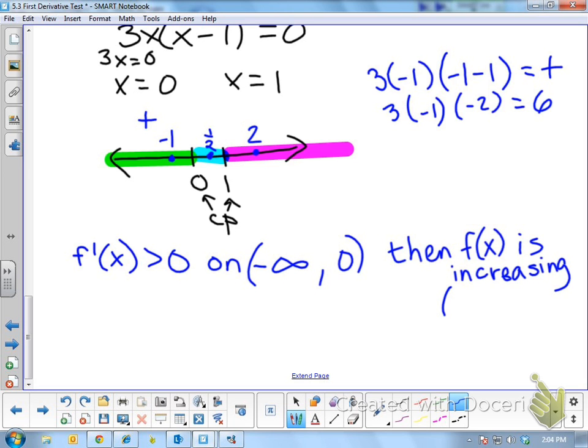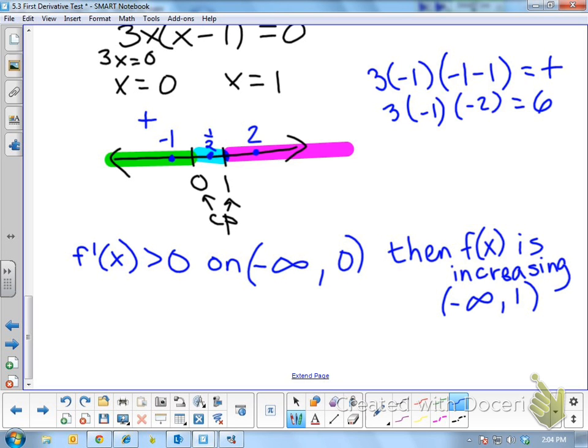This is more information than you would need on your answer. It's just to try and help us make that connection between the derivative and f of x right now. On the answer, you'd really just need increasing, name the interval, decreasing, name the interval.